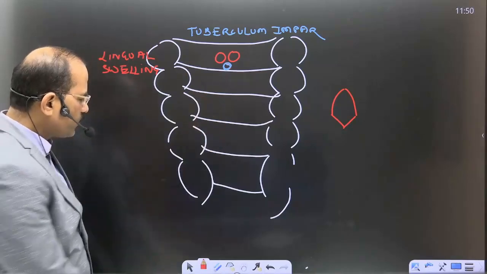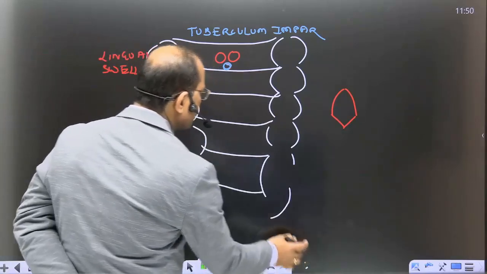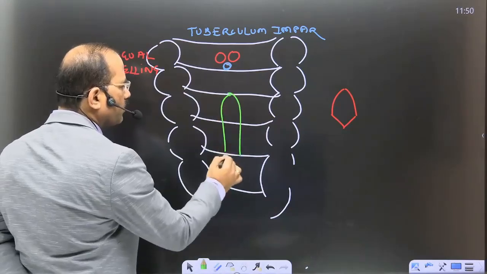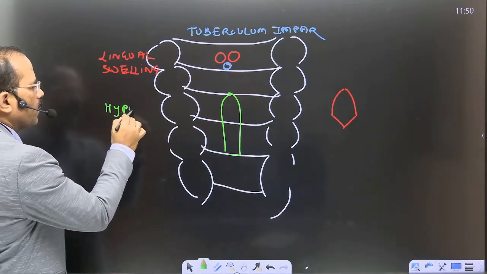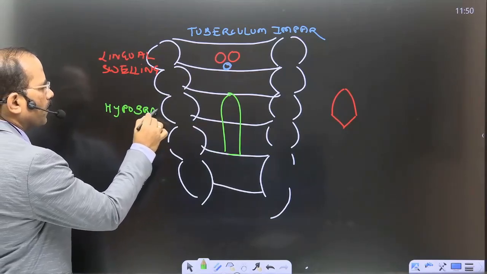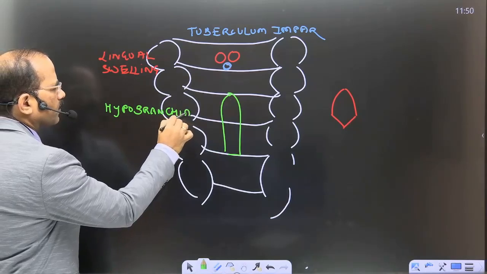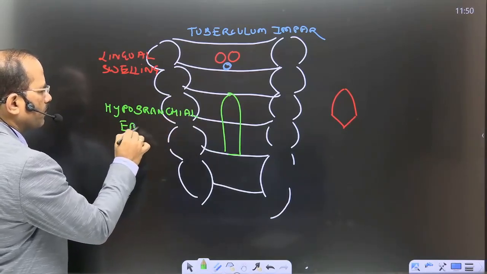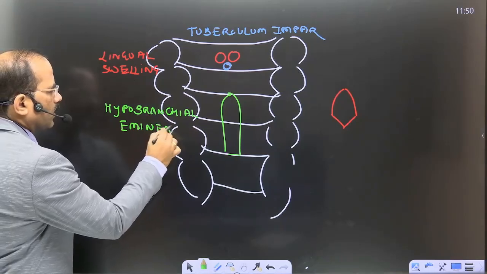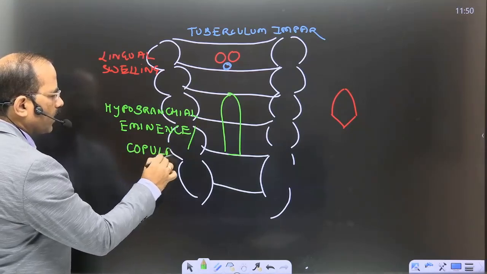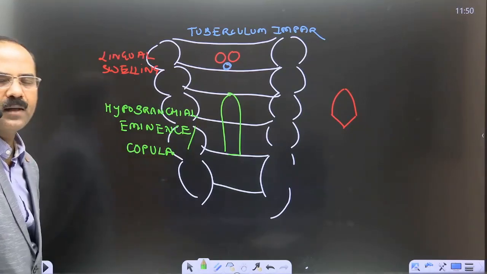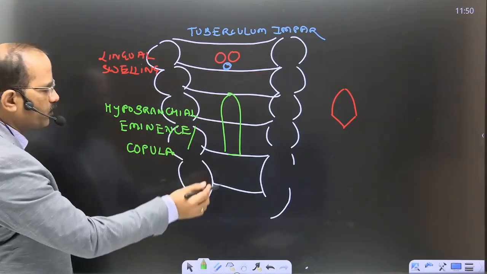In the third and the fourth arch, we get a prominence here. This is what is known as the hypobranchial eminence, also known as the copula, C-O-P-U-L-A. Hypobranchial eminence or copula in the third and the fourth arches.